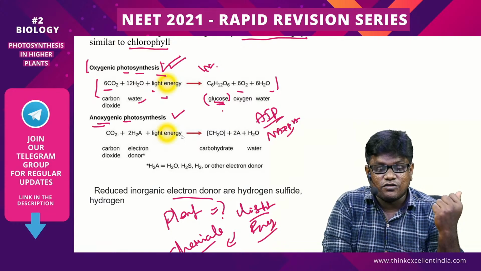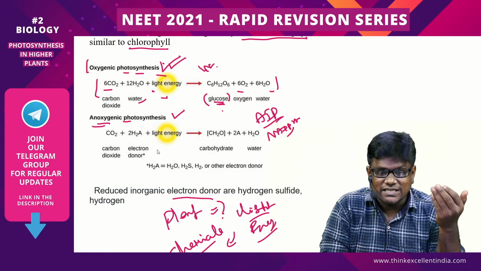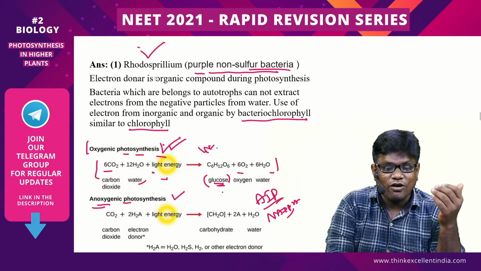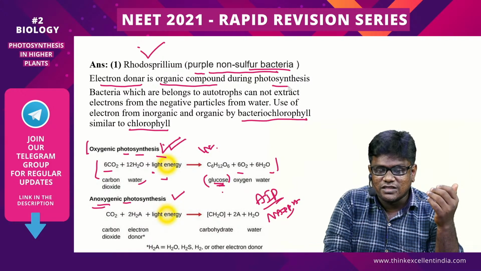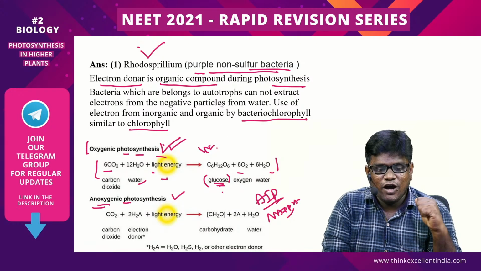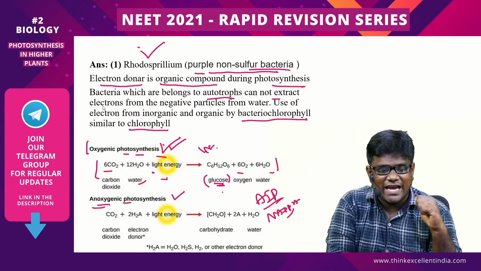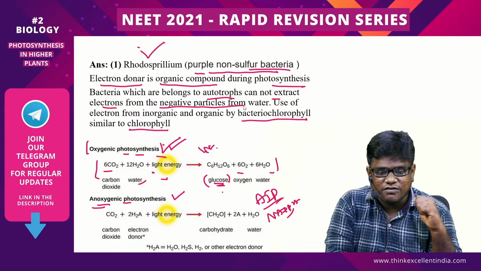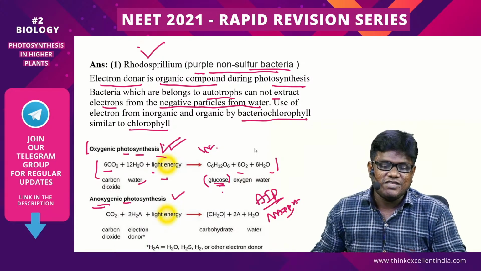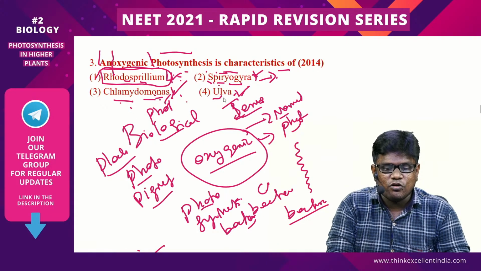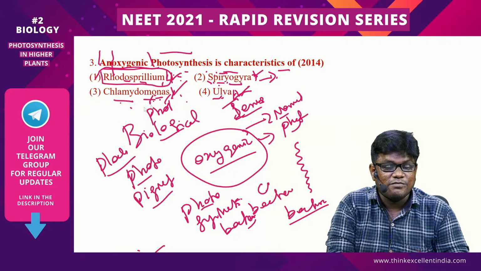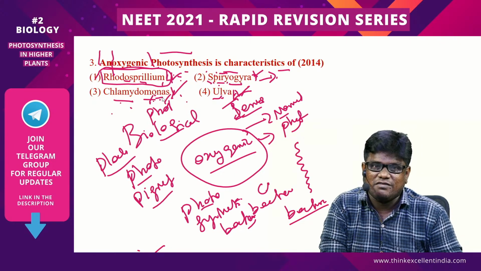the anoxygenic photosynthesis. What does it mean? Directly, the electron donor in the photosynthesis process has to be an organic component. But autotrophs cannot extract the electrons, the negative particles, from water, because we are talking about rhodospirillum, chlamydomonas, Volvox. Volvox is different. Spirogyra, chlamydomonas, rhodospirillum, these are all bacterial types of living organisms.